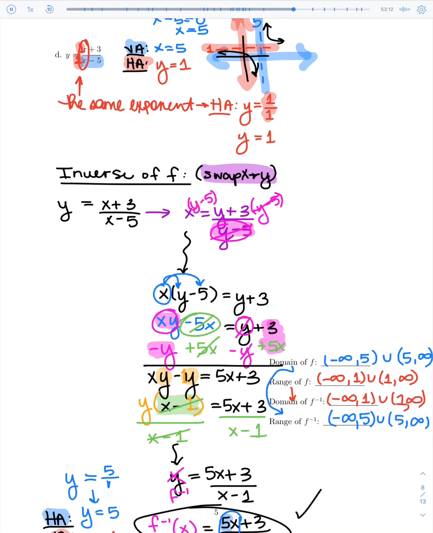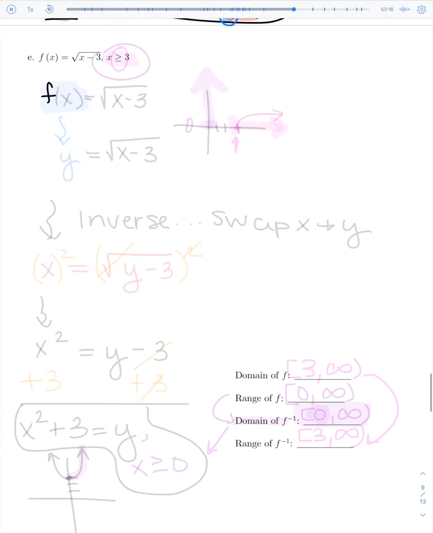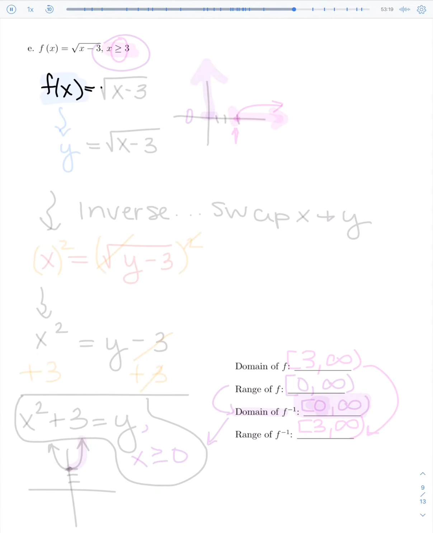Last problem. In this last problem in E, we are going to rewrite this as f of x equals the square root of x minus 3. Remember, f of x and y mean the same thing. So I'm going to replace that f of x with y instead, y equals the square root of x minus 3.